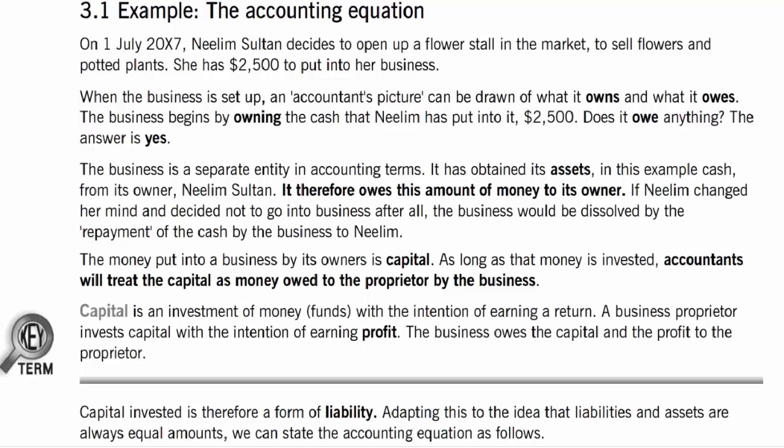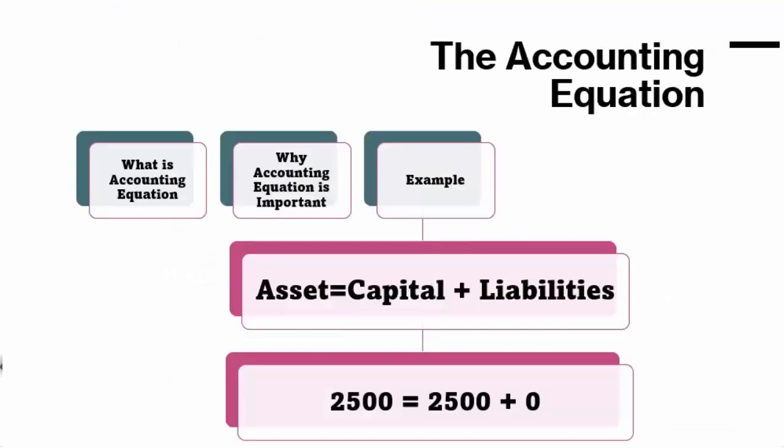So, here's how the accounting equation looks after Neelam's investment. Assets equals capital plus liabilities. $2,500 equals $2,500 plus 0. In this example, assets are $2,500, the cash in the business. Capital is also $2,500, the amount Neelam invested. Liabilities are 0 because the business has no other debts at this stage. As you can see, the equation is balanced because the assets, $2,500, are equal to the capital, $2,500, and there are no liabilities yet.